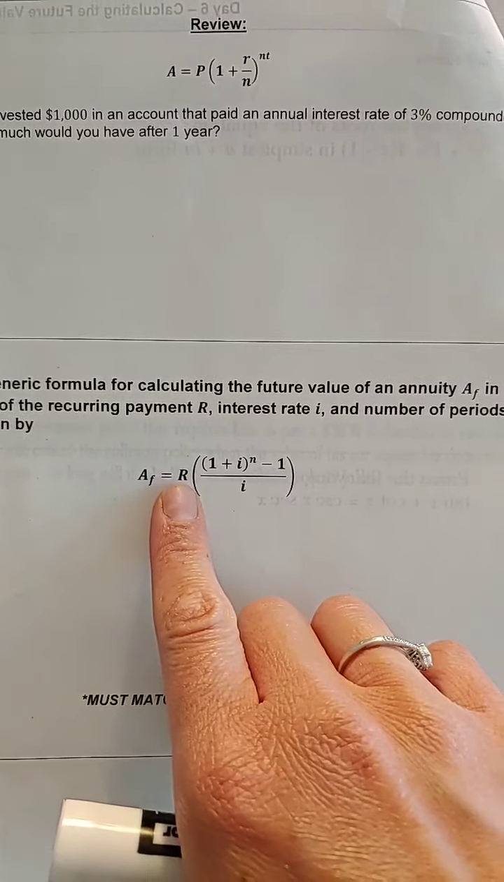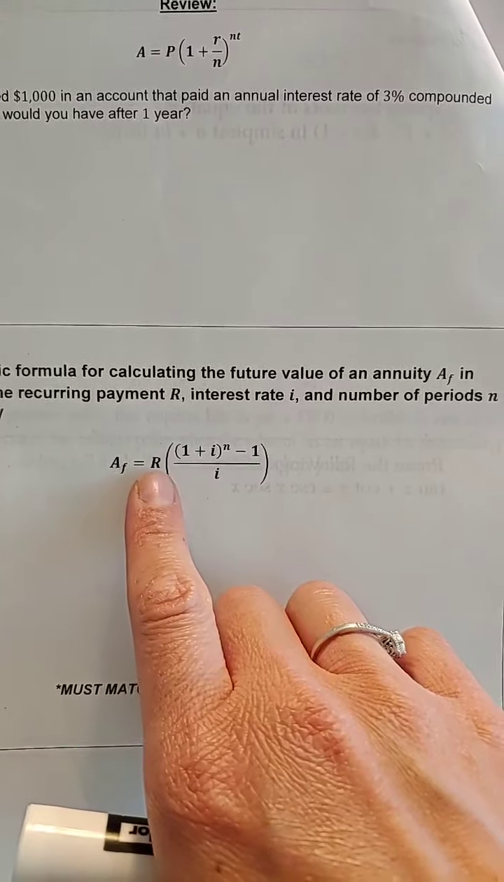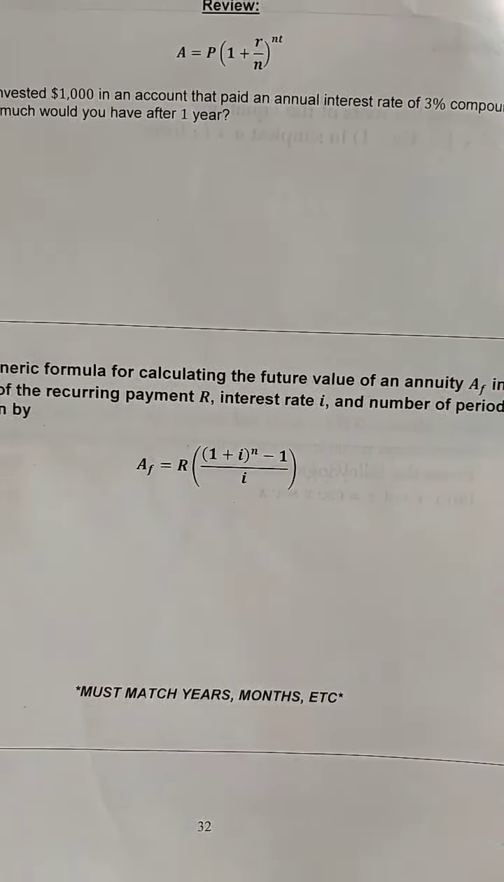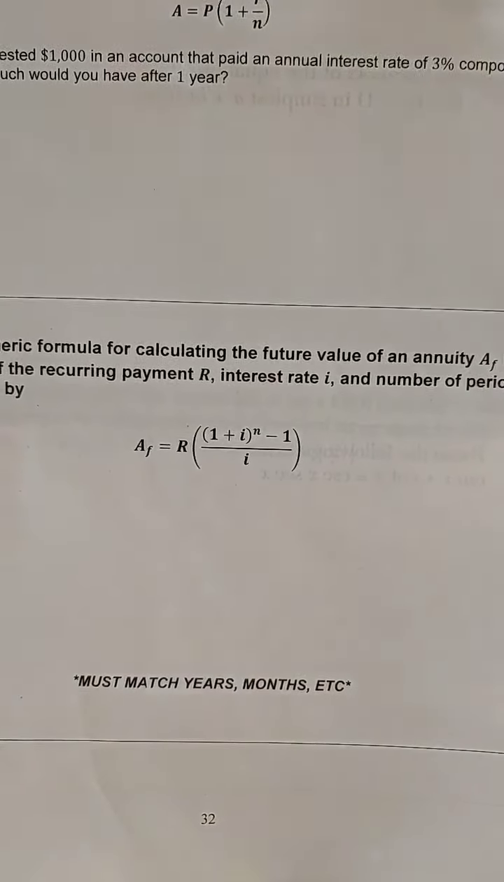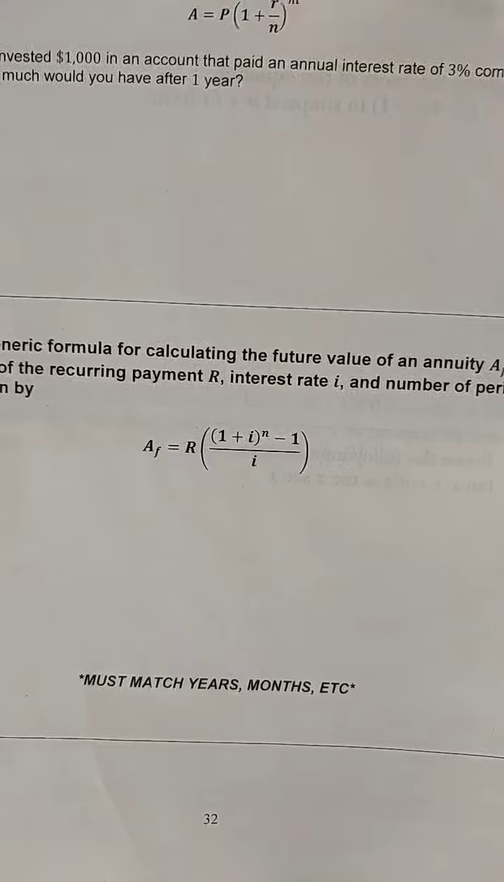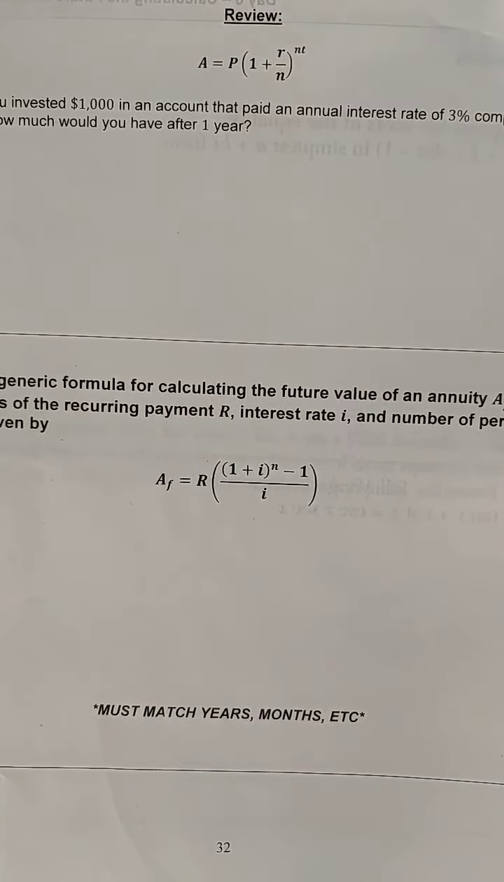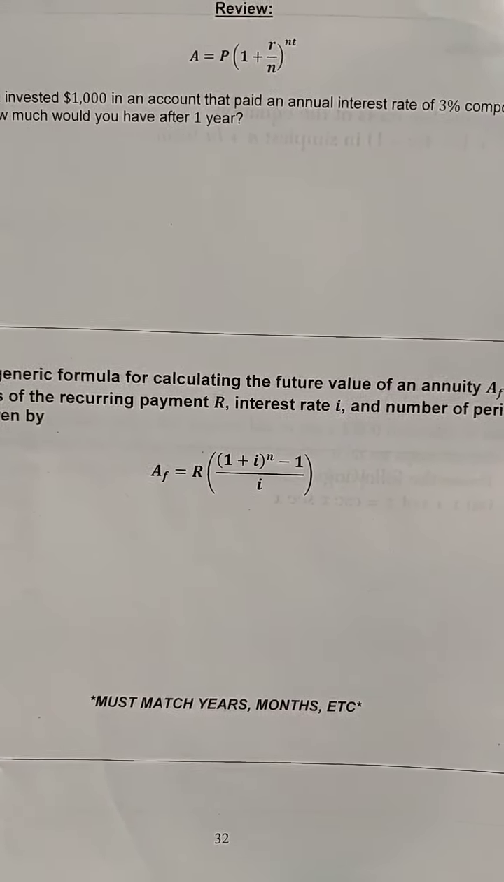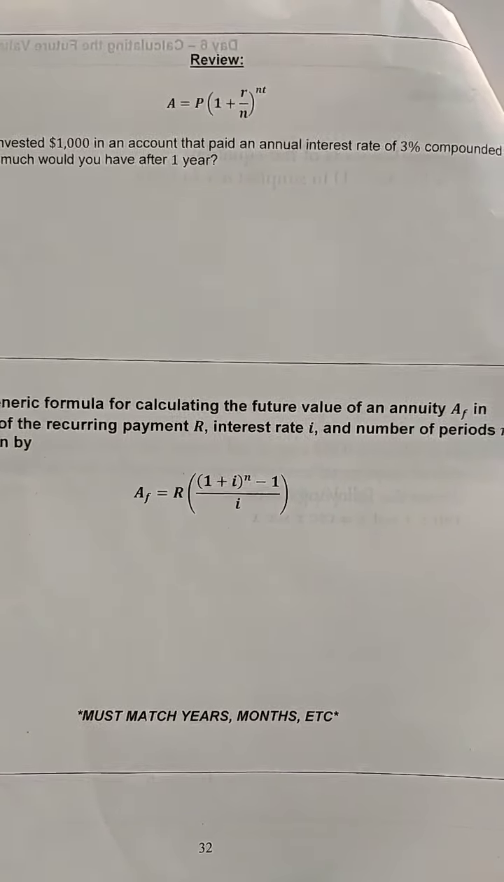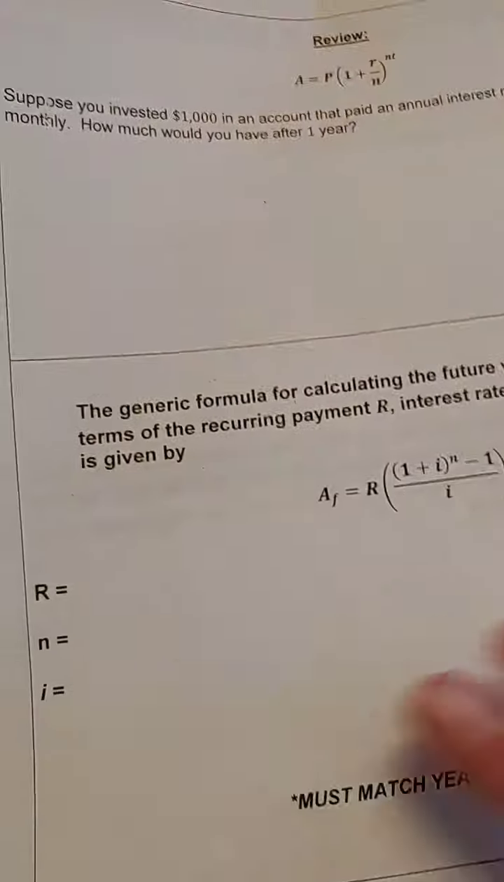So these are different from all your other interest questions because you're not going to have one principal amount that you invest. You're going to have a series of payments that you're going to make over the life of the annuity. Then you have 1 plus I, I is your interest rate, to the N, minus 1, over I.